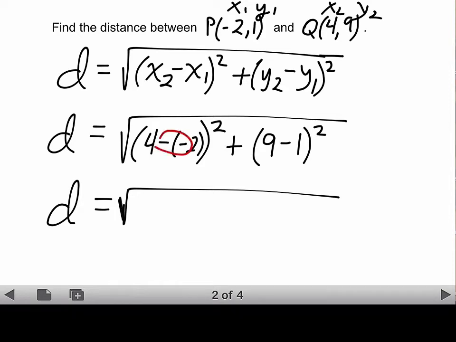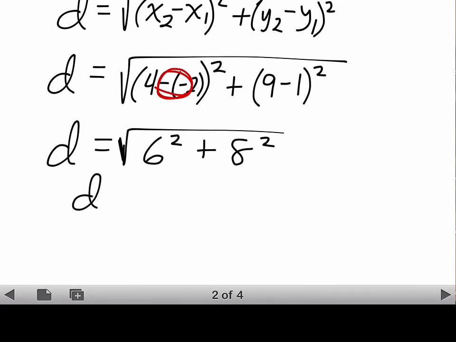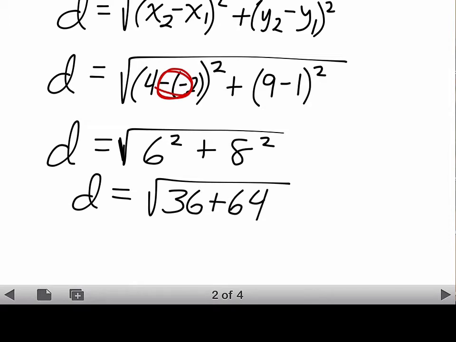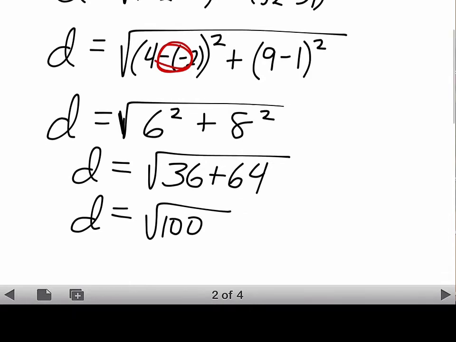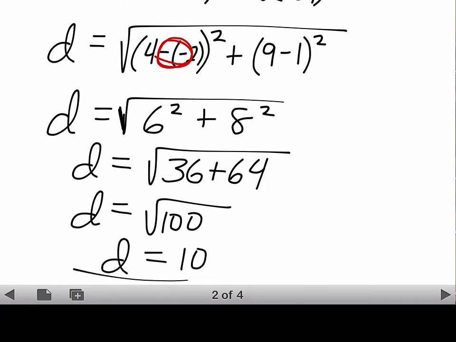And here we have 4 minus negative 2, that double negative becomes plus. So this becomes 6 squared. 9 minus 1 is 8, so we have 8 squared. Let me clean that up just a touch. And so we have that the distance is equal to the square root of 36 plus 64. And the 36 doesn't become 6, and the 64 doesn't become 8. We need to follow the order of operations, which says that we need to do what's connected all together inside of something first. So 36 and 64 turn out to be 100, and so this distance here is 10.